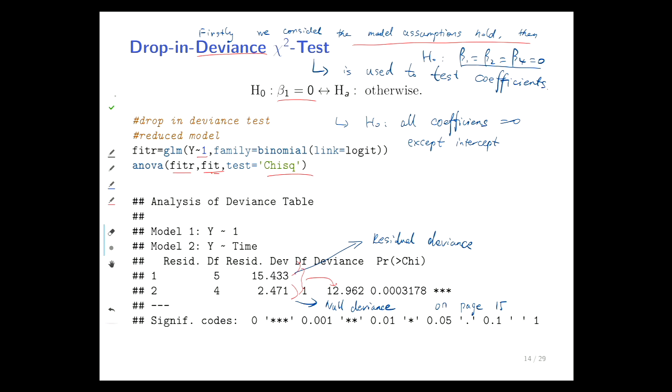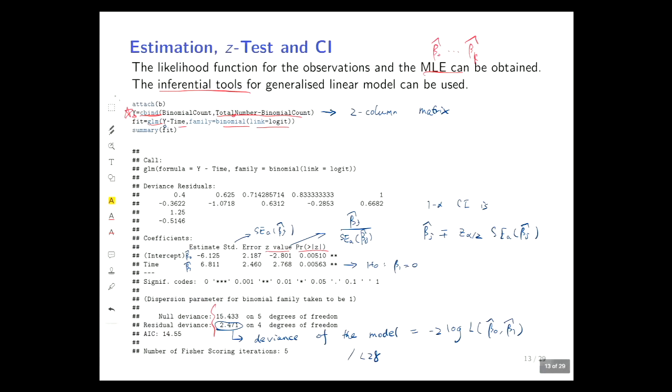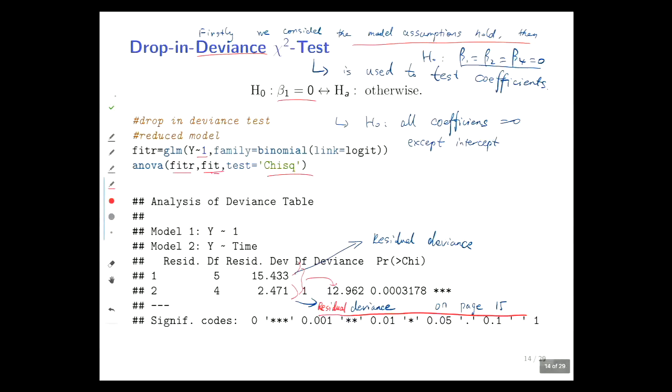The answer here is that the deviance for the full model with more variables, because usually more variables will lead to a smaller deviance. So the smaller one is the deviance of the full model, which is the residual deviance on the previous page. So this residual deviance is actually the deviance of the full model. And the larger deviance is the deviance of the reduced model.